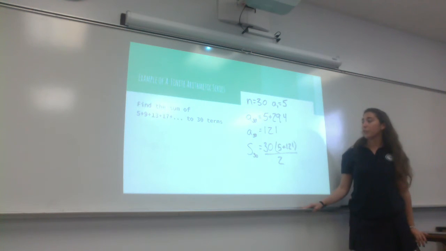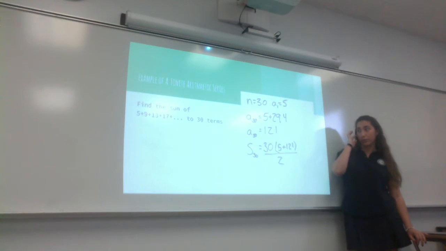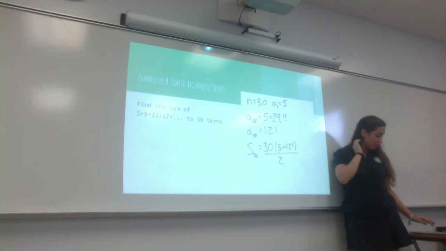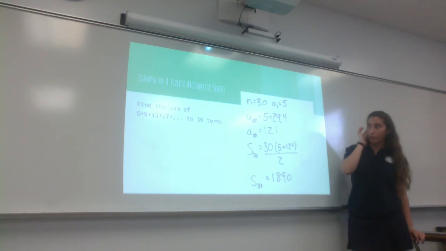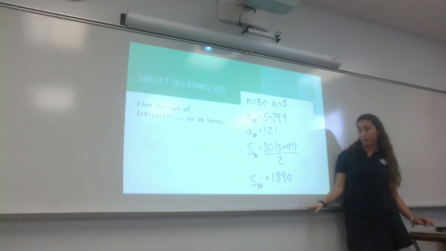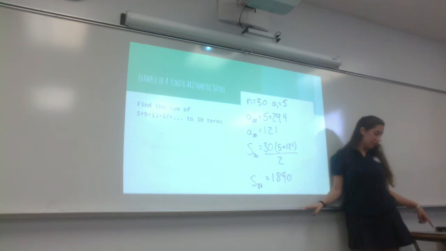Then you just put it into the formula, so you get 30 times 5 plus 121 over 2. And then you figure out that the sum of the first 30 terms in this sequence is 1,890.